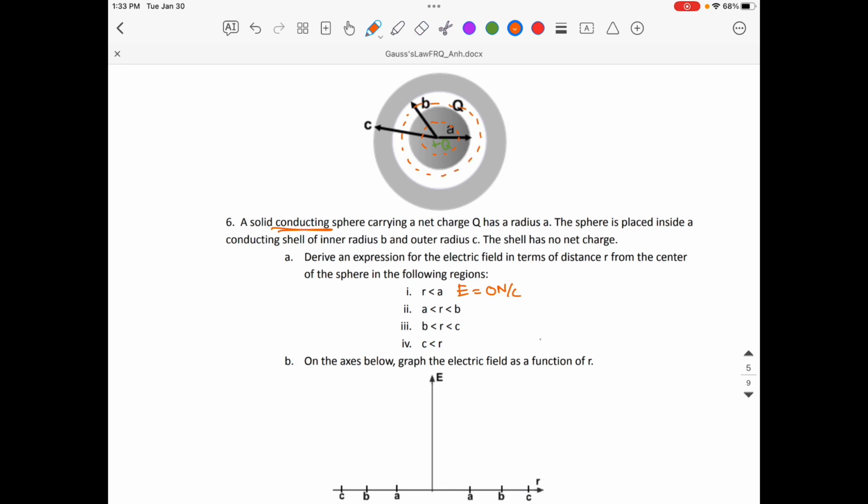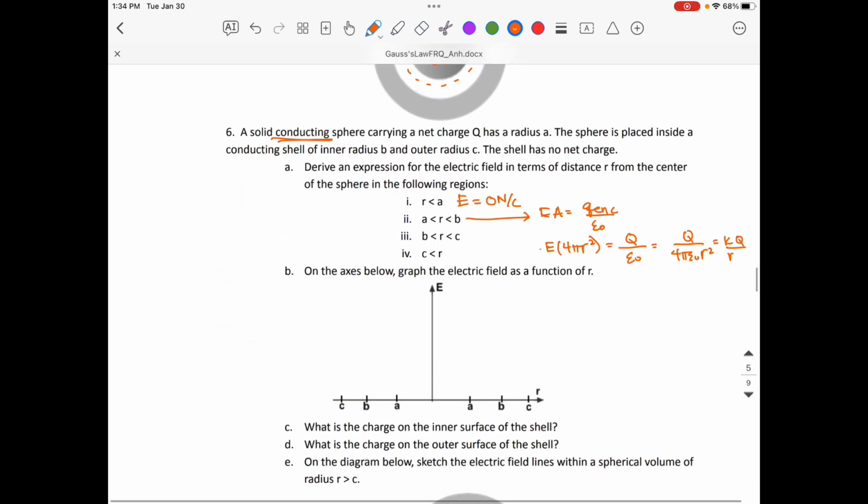So for this problem, we are going to have to use Gauss's law. So we've got EA is equal to Q enclosed over epsilon naught, and our Q enclosed is the charge of the sphere on the inside, which we stated was positive Q, and then our area is going to be the surface area of a sphere, which is 4 pi r squared, and then capital Q for the enclosed charge, and in the end we get Q over 4 pi epsilon naught r squared, which is equal to KQ over r squared. So this is our answer for part 2.